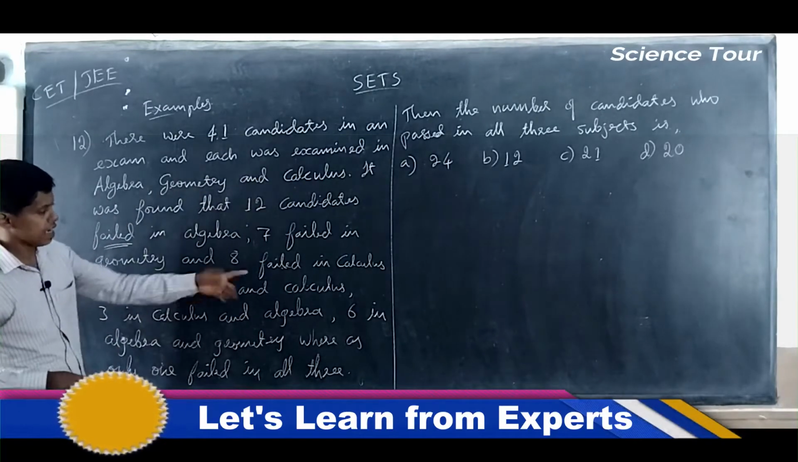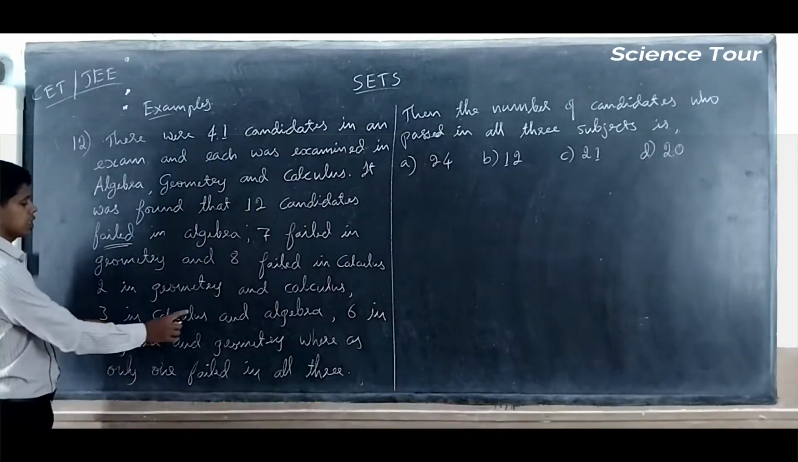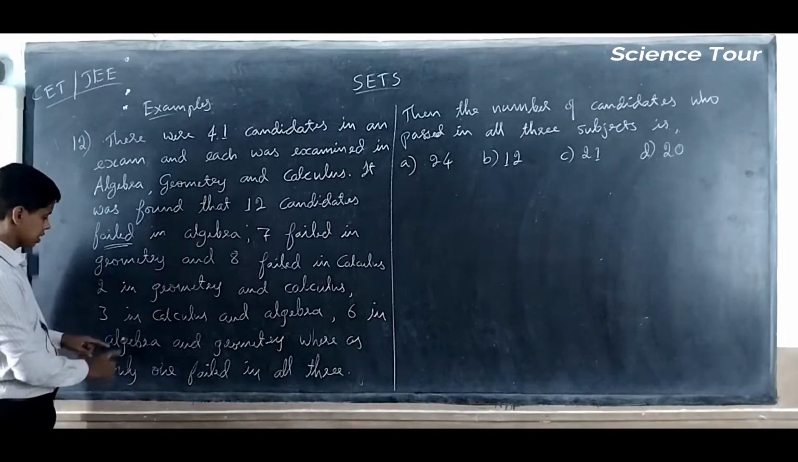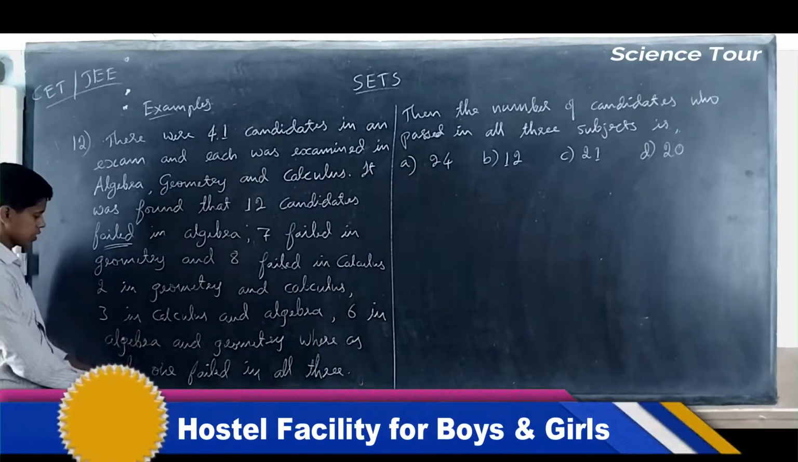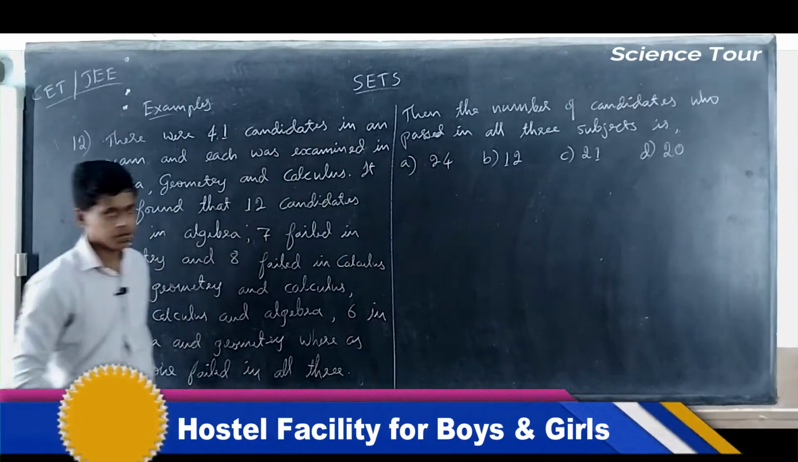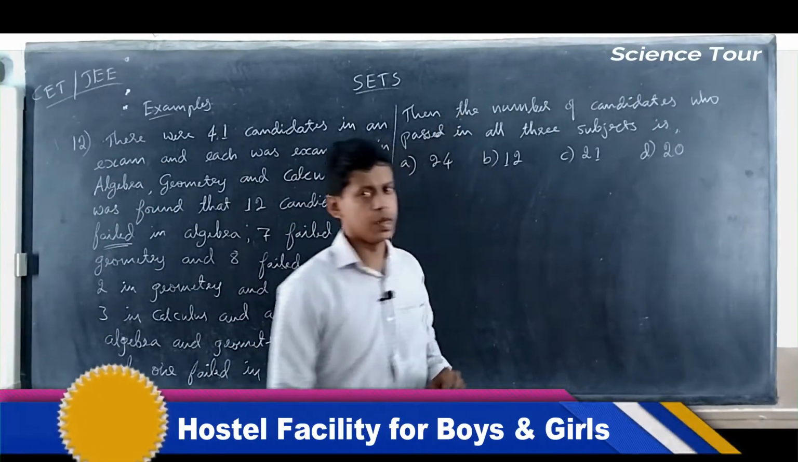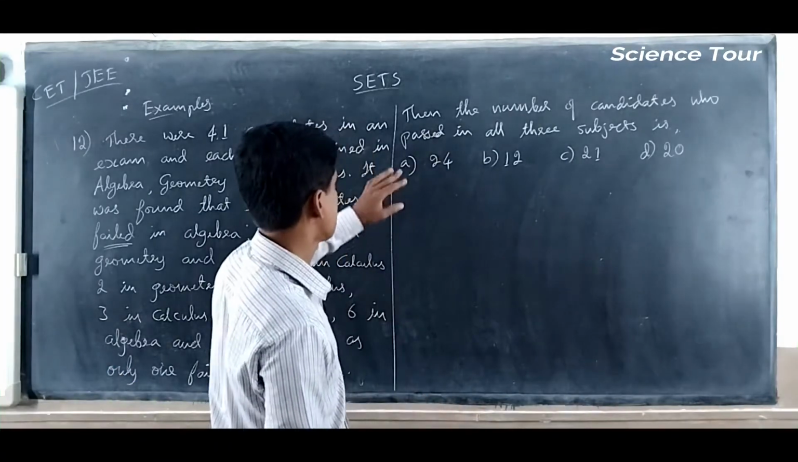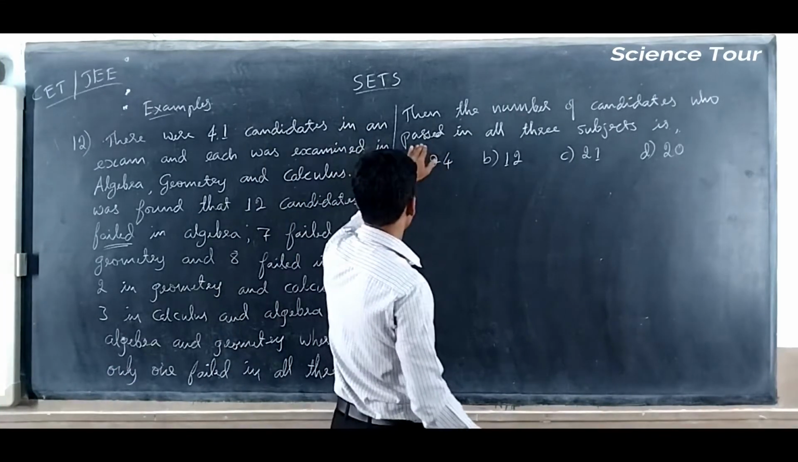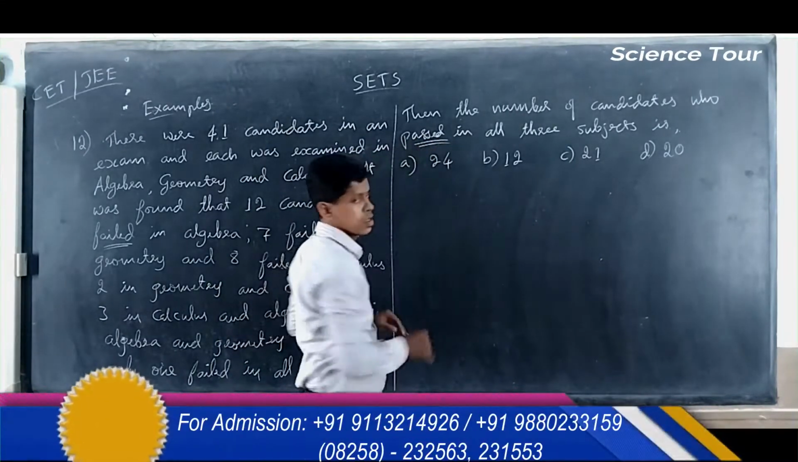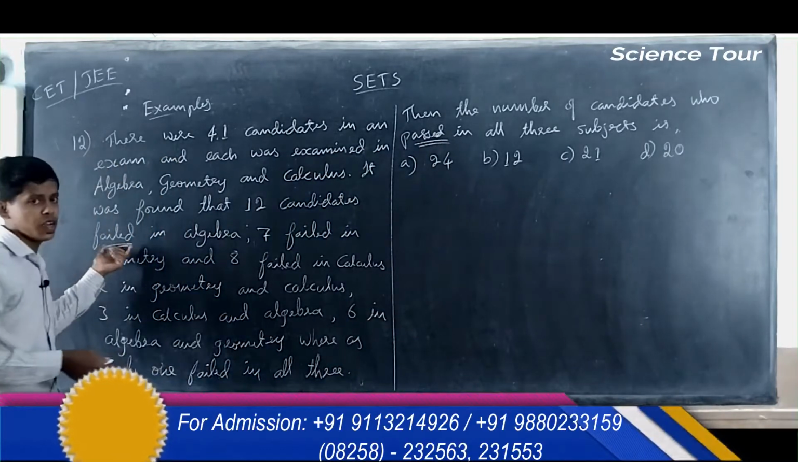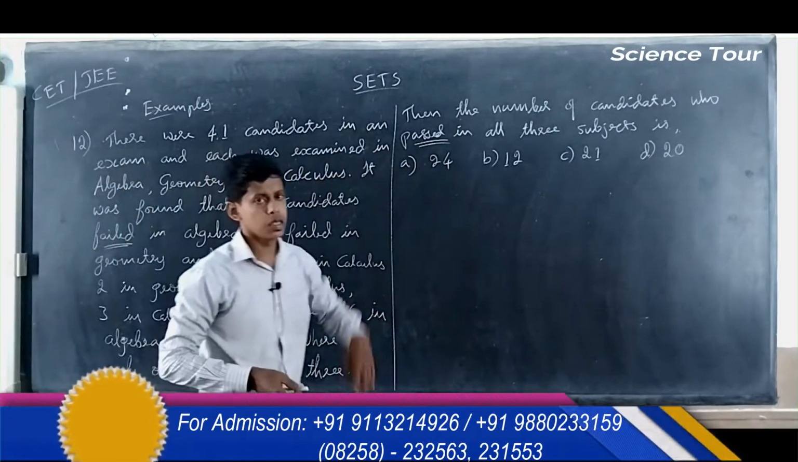2 in geometry and calculus, 3 in calculus and algebra, 6 in algebra and geometry, whereas only 1 failed in all the 3. Quite straightforward. Now, what you need to find is the number of candidates who passed, the opposite, the complement of failed, passed in all the 3.